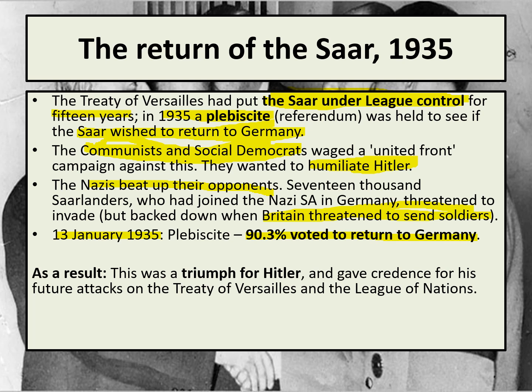This was a triumph for Hitler. He defeated the communists, he defeated the Social Democrats, and it showed that the people of Germany were behind the Treaty of Versailles being destroyed, and they hadn't enjoyed the rule of the League of Nations, and that the League of Nations was further humiliated by this. So Hitler's done nothing wrong apart from potentially stirring up trouble in the Saar, but this is a perfectly legal, legitimate return of this piece of land to Germany.